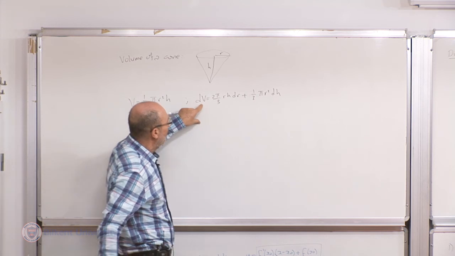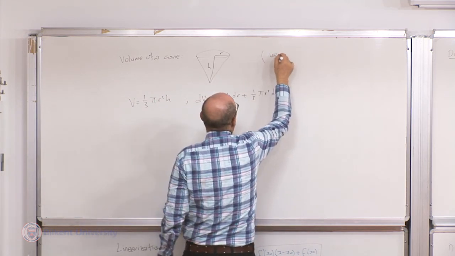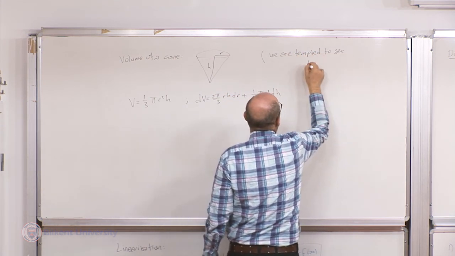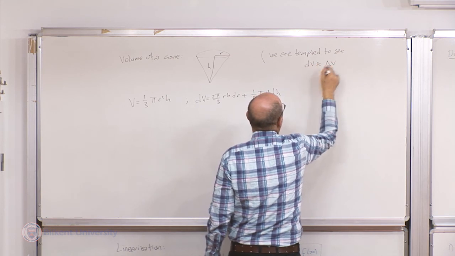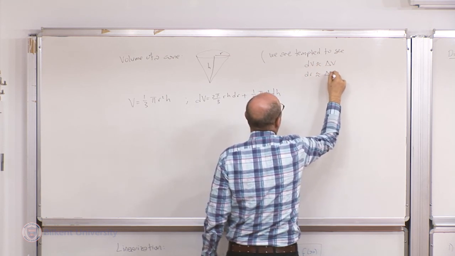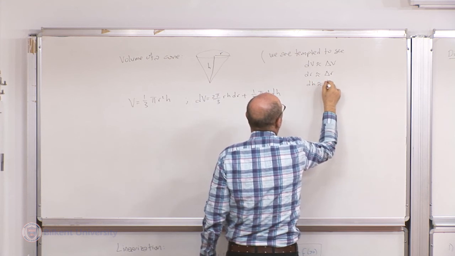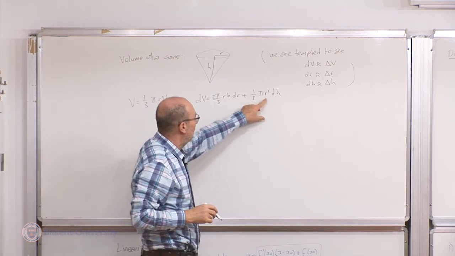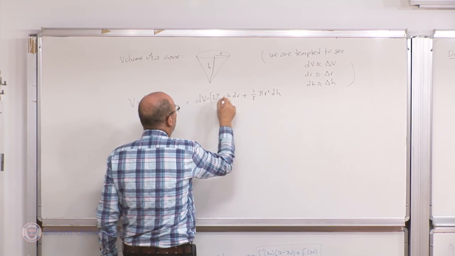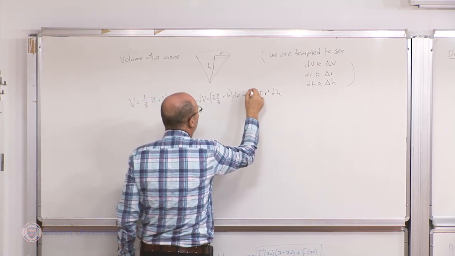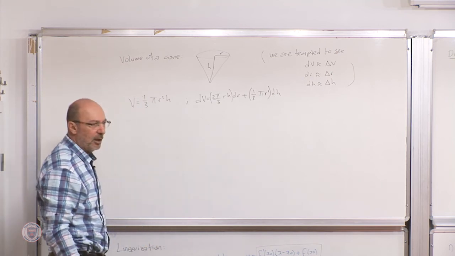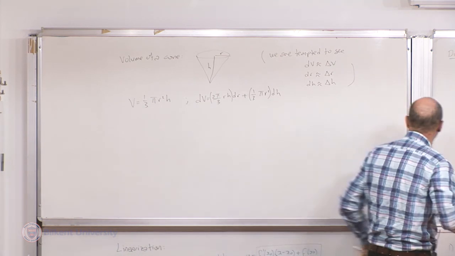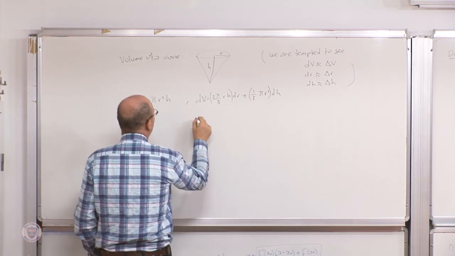Again, when we look at these things, we are tempted to see dV as the change in V, dr as the change in r, and dh as the change in h. So if you change r a little bit and h a little bit, this is how much the change in r contributes to the total volume, and this is how much the change in h contributes to the volume. We can play the same game here: divide everything by V. Let's see what we get.